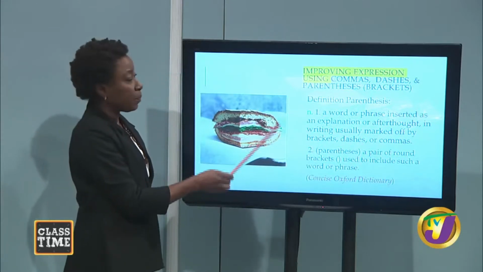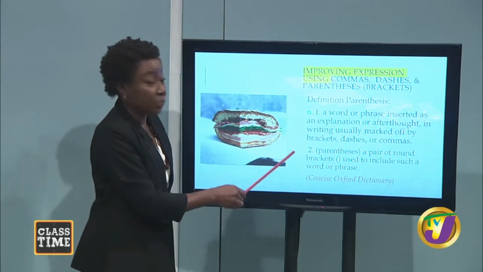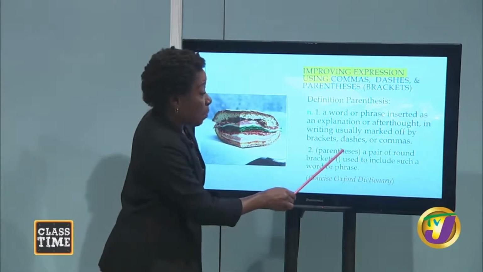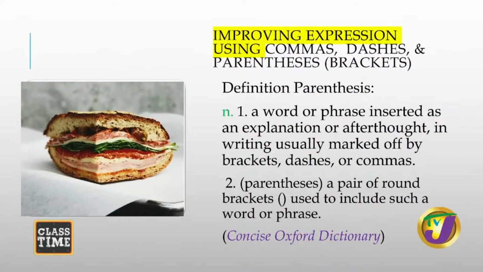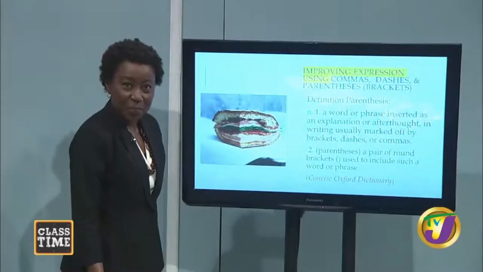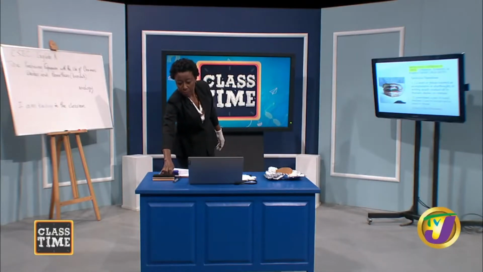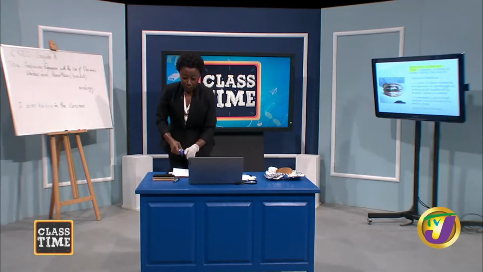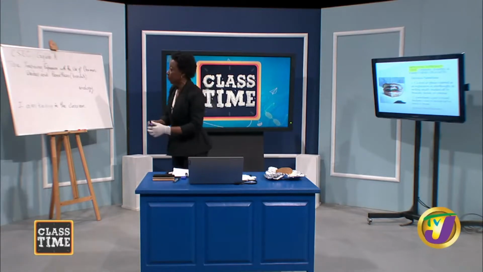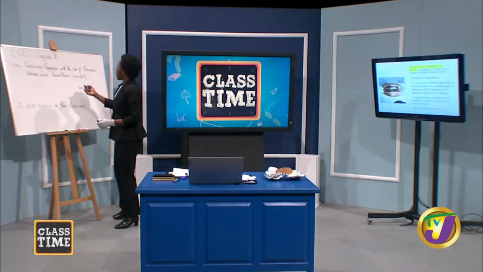That's one meaning. Number two, it says parentheses. Now what am I talking about? Parentheses. A pair of round brackets. So what you call brackets is really parentheses. Now look at it on the board. Look at it as I show you.